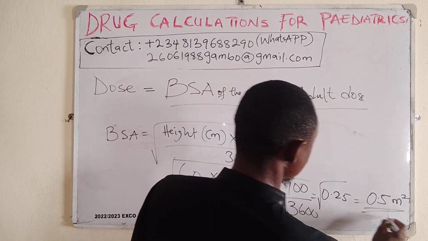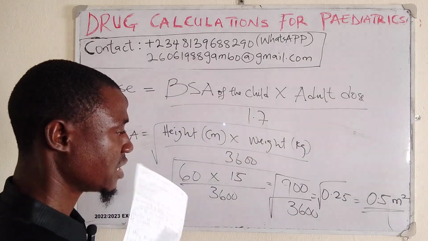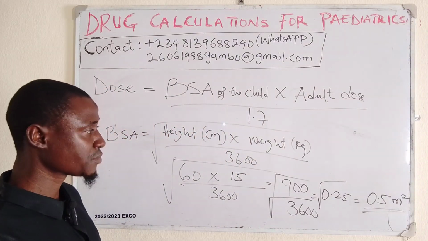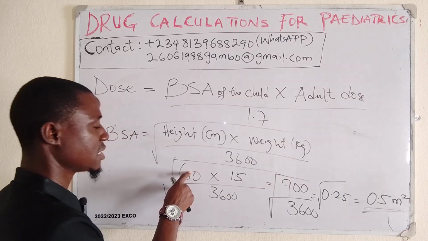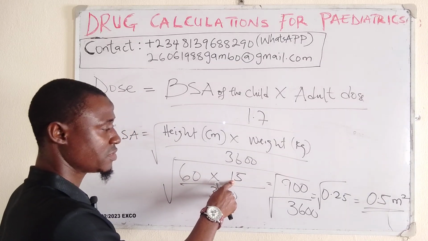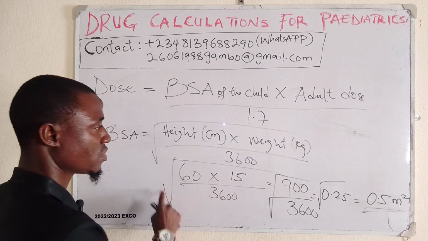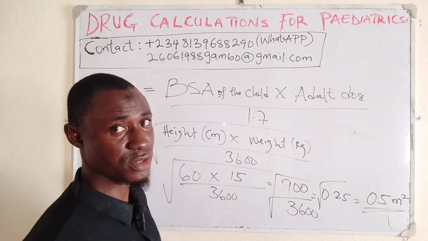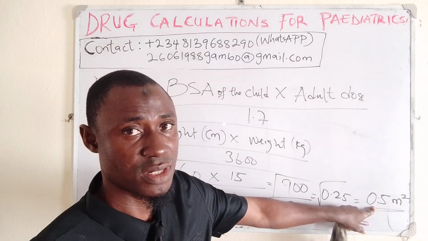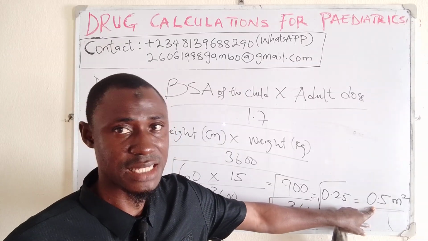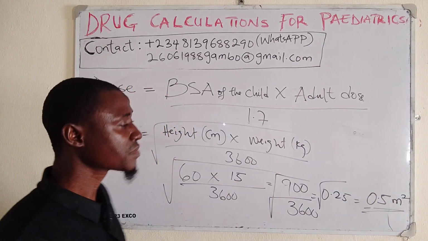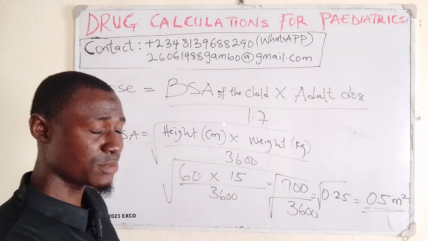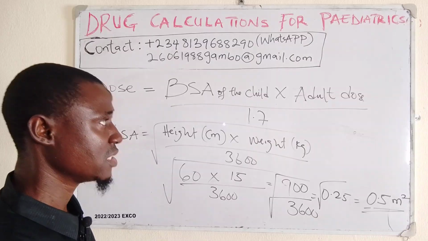So this is the body surface area for a patient whose height is 60 centimeters and weight is 15 kilograms. Using the first Mosteller equation, we are able to obtain 0.5 meters squared as the body surface area of this child. So this is the first part of the calculation.